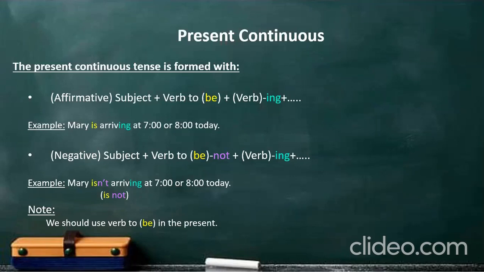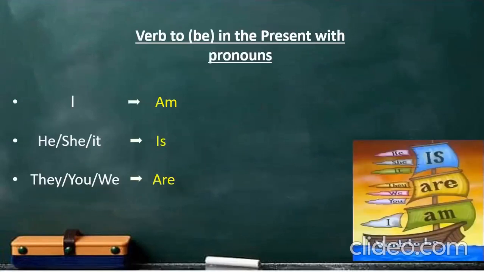So our note here is we should use verb to be in the present. If you ask yourself what the main principal parts of the be verb in the present are, you can find that we have three main principal parts, which are am, is, are. But we notice that we should use am with the subject pronoun I, is with the subject pronouns he, she, it, or the nouns that relate to these pronouns, and are with the subject pronouns they, you, and we.